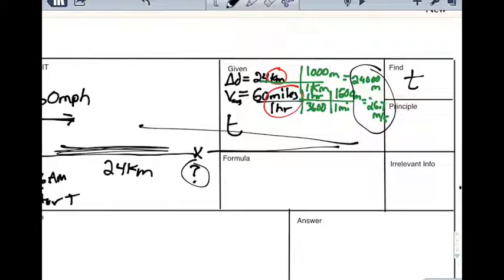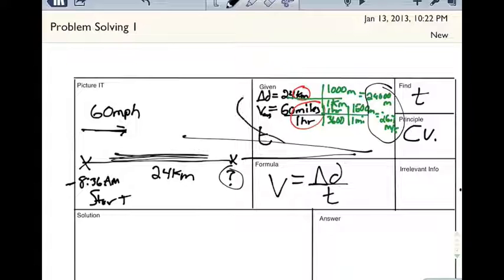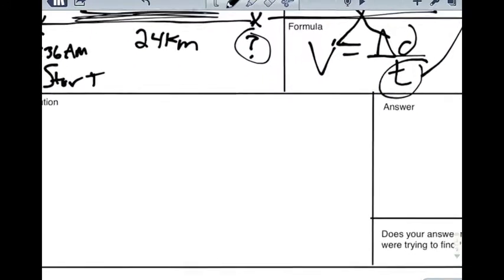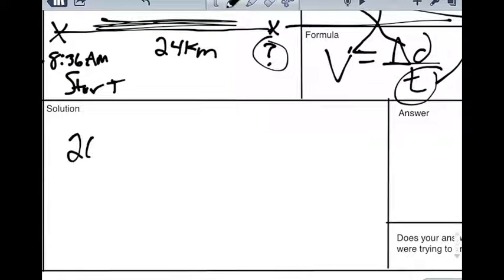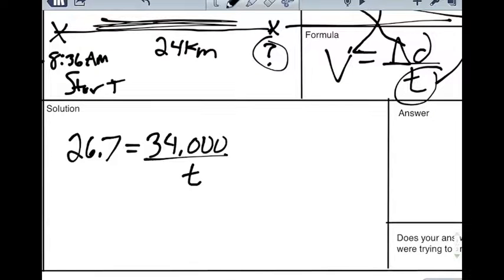So we know that the object is going to be moving at a constant velocity, or at least a constant average velocity. So we know that the formula that we're going to use is going to be v equals delta d over t, or velocity equals displacement over time. If you look, I've got displacement, I've got velocity, and I'm trying to solve for time, so there is no irrelevant information. So now we can say, okay, what's my solution? Well, now we plug our numbers in. I have 26.7 equals the displacement that I had, 34,000, over t. So now we need to solve for t.